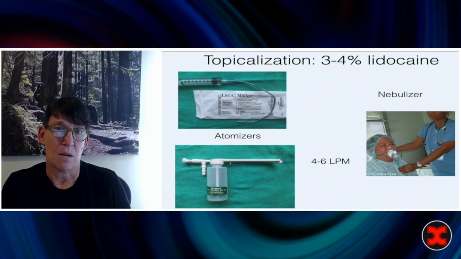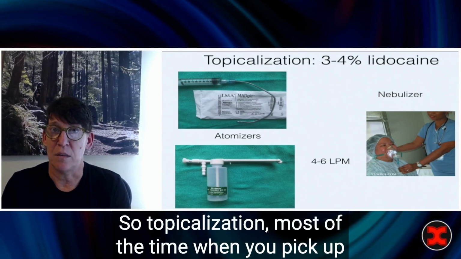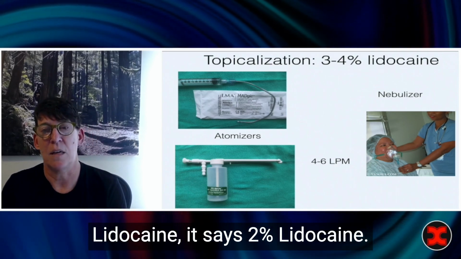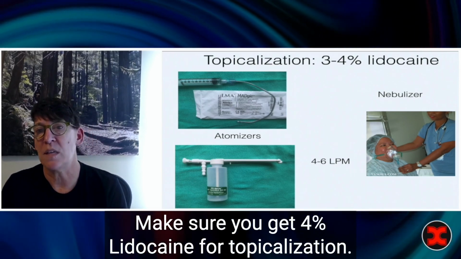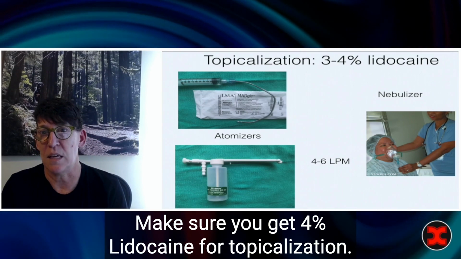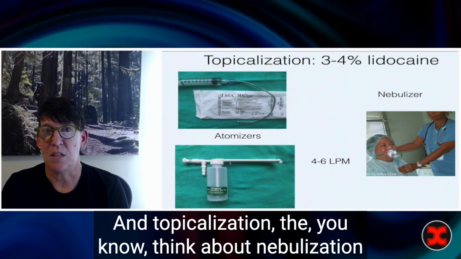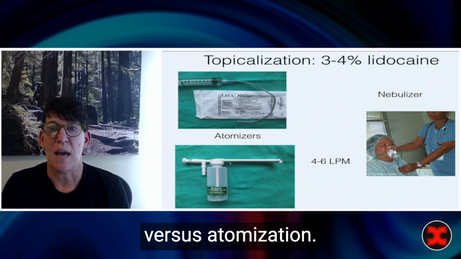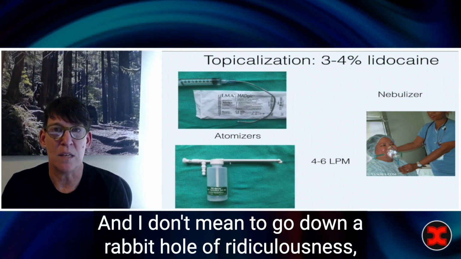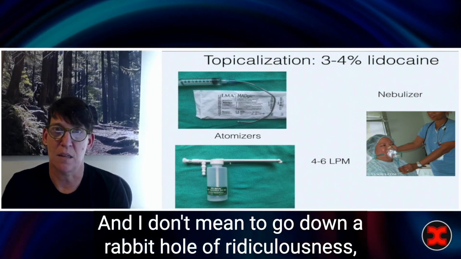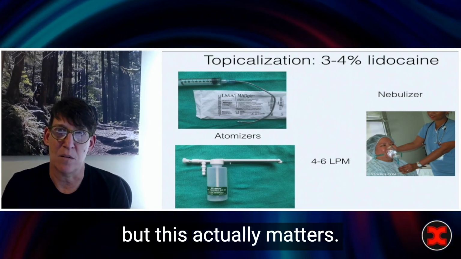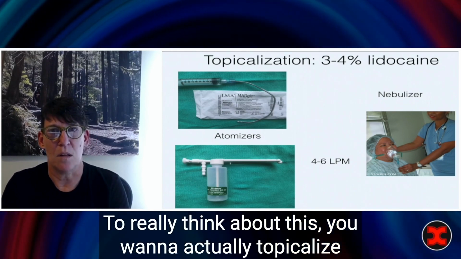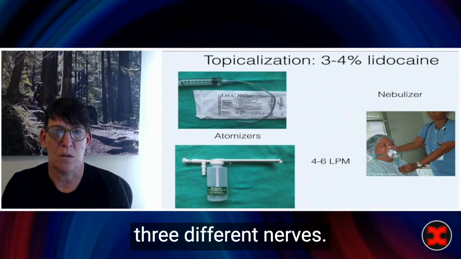jelly for an airway. So topicalization, most of the time when you pick up lidocaine, it says 2% lidocaine. Make sure you get 4% lidocaine for topicalization. And topicalization, think about nebulization versus atomization. And I don't mean to go down a rabbit hole of ridiculousness, but this actually matters, to really think about this. You want to actually topicalize 3 different nerves.